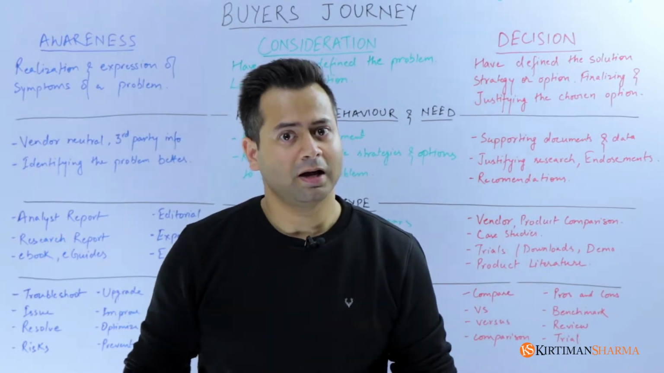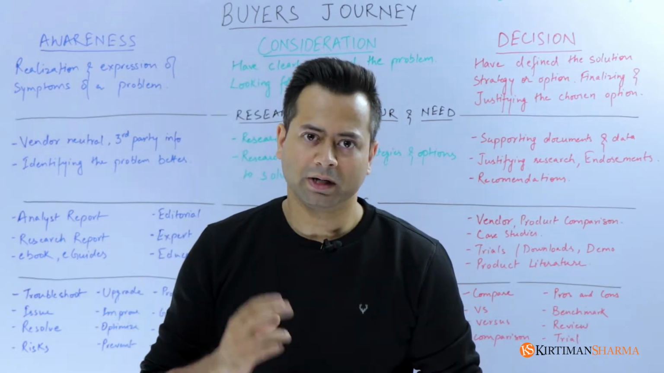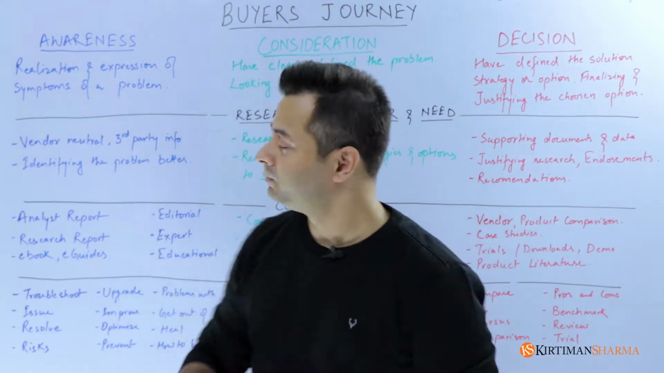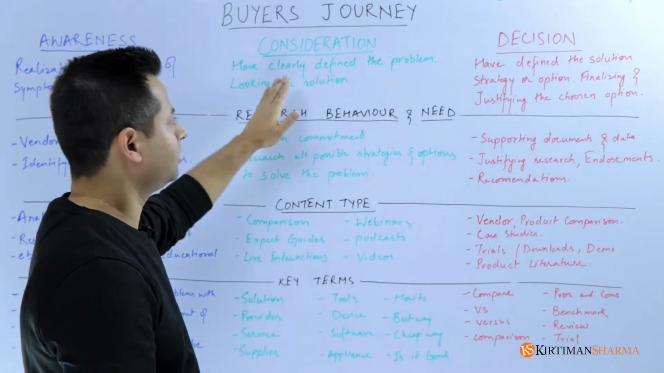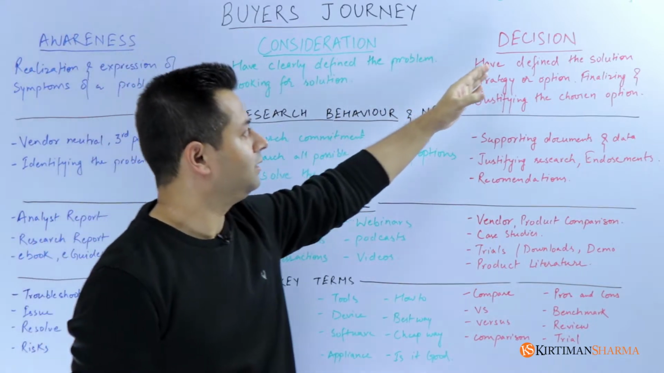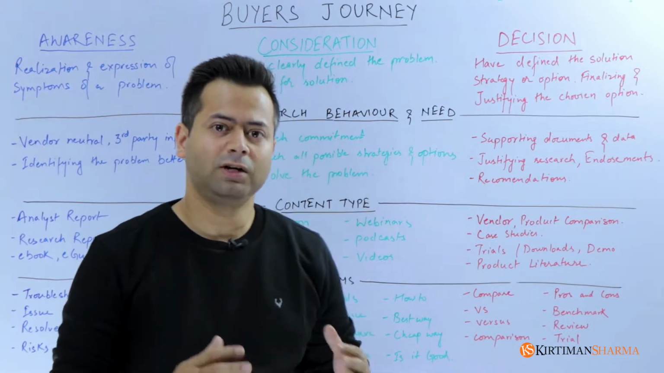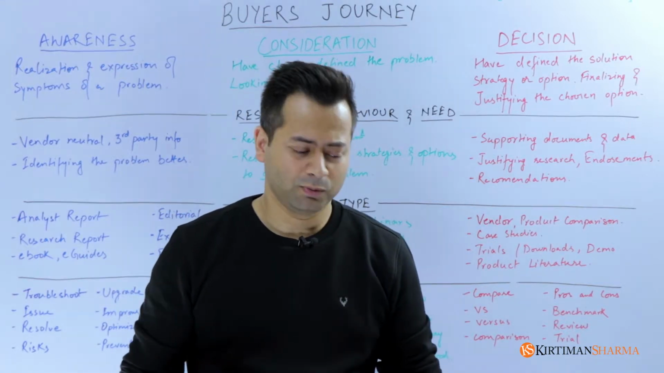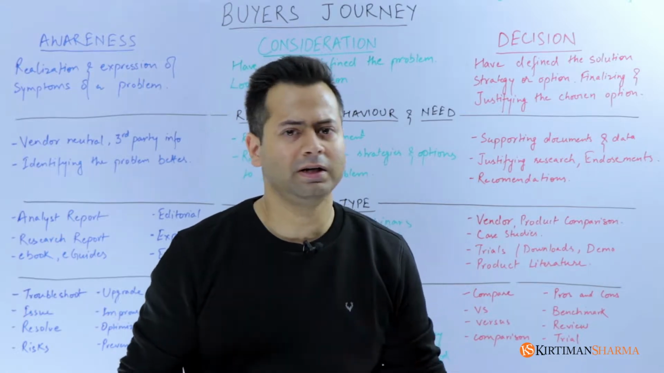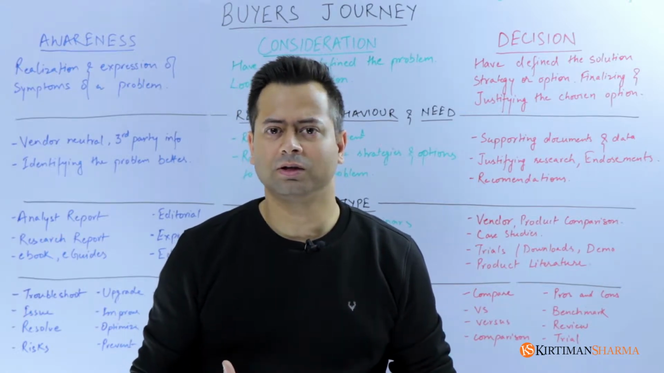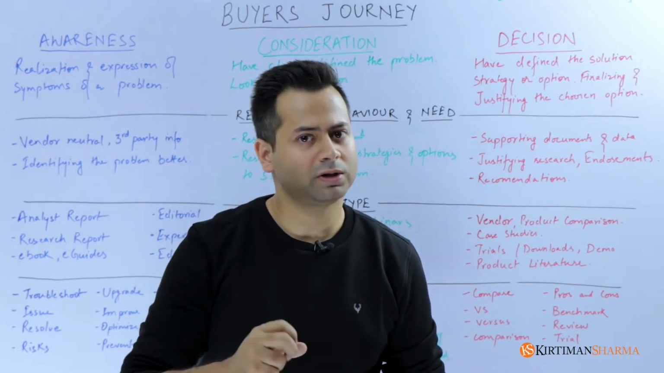What's the buyer's journey and how can you create it for your own business? It is basically divided into three parts. First is awareness, second is consideration, and third is the decision phase. All these phases have different needs. When a buyer is in the awareness stage, they have different needs, and when they are in the consideration stage, they have different needs, and in the decision stage also they have different needs.